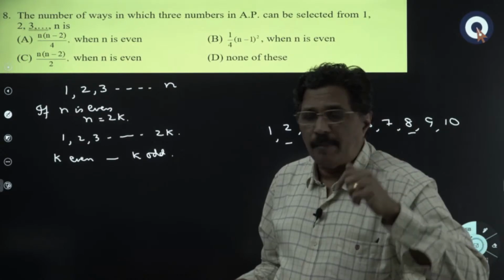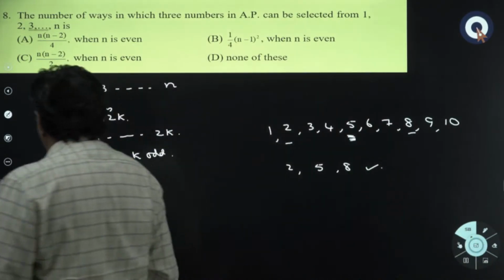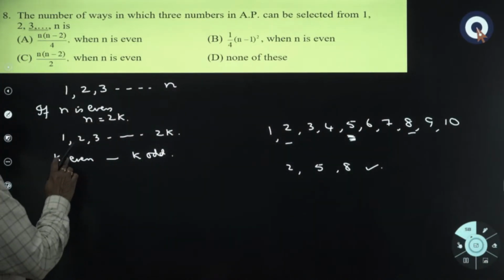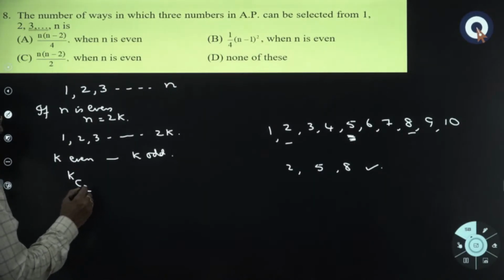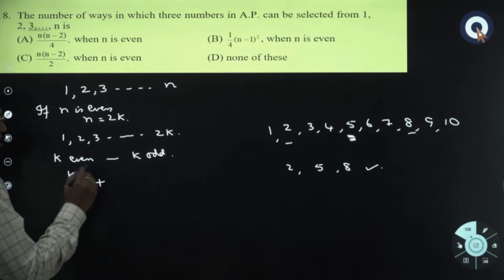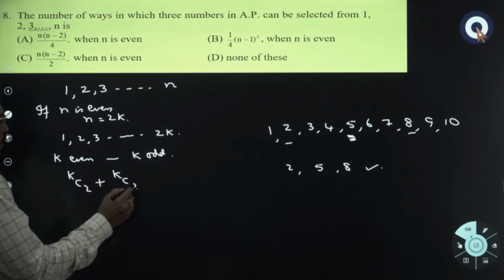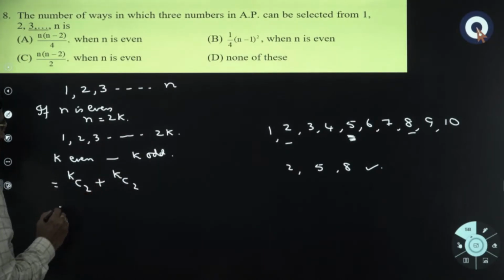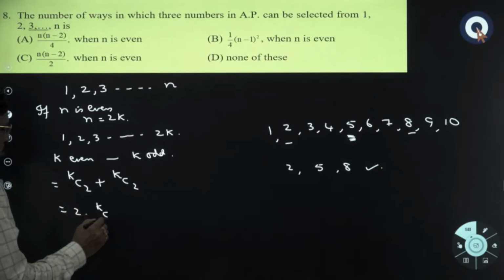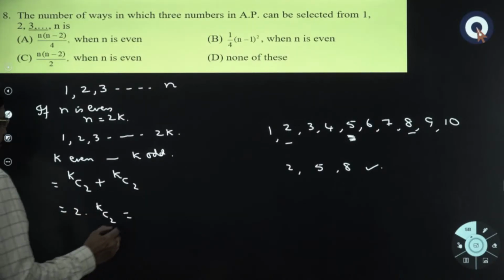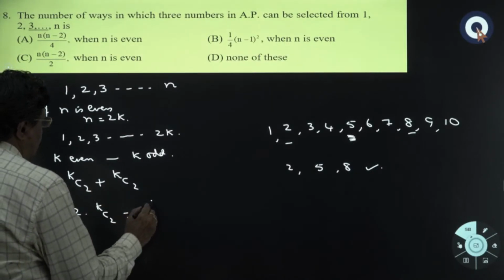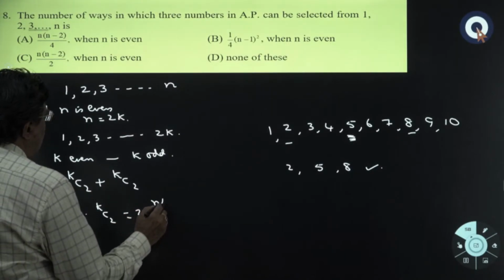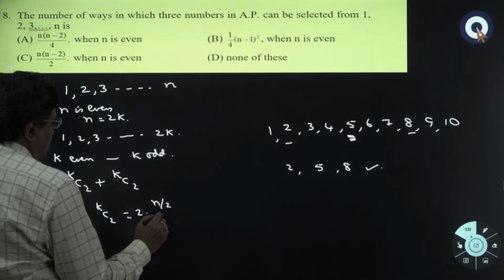So when you select the 2 end numbers, the middle number comes and sits there. That's a unique number. So it's a question of selecting 2 even numbers or 2 odd numbers for the end positions. So 2 even numbers out of k even numbers, and 2 odd numbers out of k odd numbers. So kC2 into kC2, which is 2 into kC2. This is 2 into (n by 2)C2.